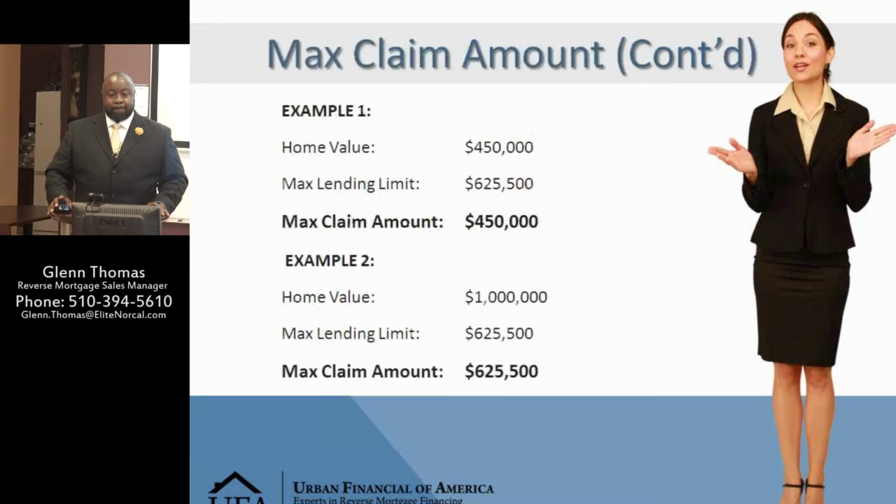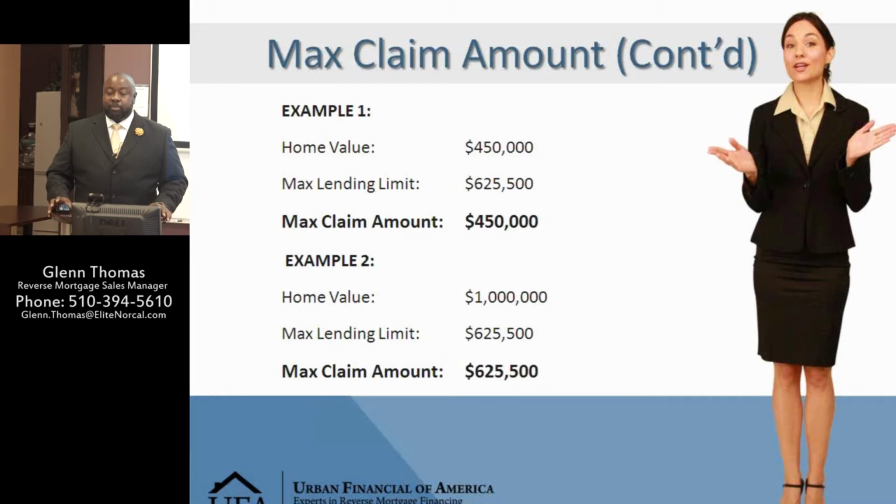All right, and we're going to look at the max claim. Here's an example: $450,000, maximum lending limit $625,500. So the maximum claim amount they're going to let you borrow is $450,000. Example 2: $1 million home, maximum lending limit is $625,500. The most they're going to let you borrow is $625,500.